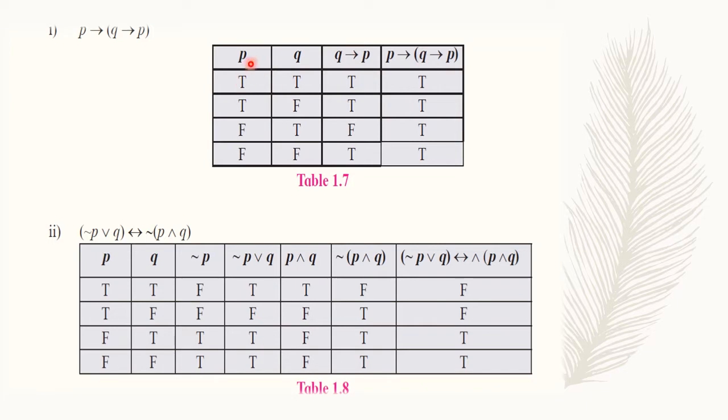Okay, so for statement p, the truth values would be T, T, F, F. For q it would be T, F, T, F. When you write it in this pattern, we cover all four cases. The first case is both statements are true. Second case is p is true, q is false. Third case is p is false, q is true. And the fourth case is both statements are false. So when we write the truth value combinations of two statements, it's much easier because there are only four cases.